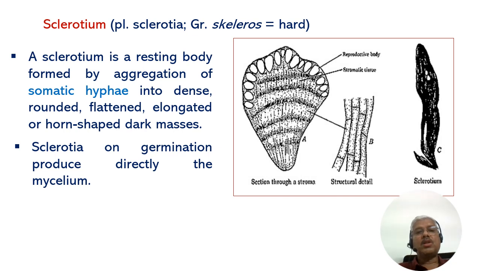Sclerotium. The sclerotium is a resting body formed by the aggregation of somatic hyphae into dense, rounded, flattened, elongated or horn-shaped dark masses. The sclerotia on germination may produce the mycelium directly.